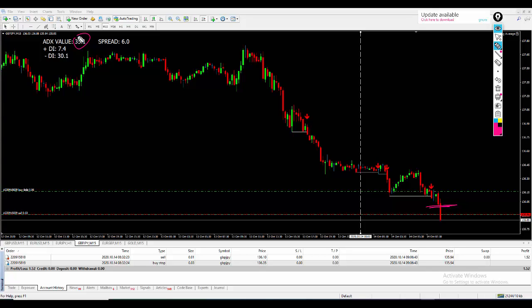ADX and this are still strong, what will I do? I'm going to re-enter the selling direction again. So that's what I'm waiting for now. So let us be patient and see what is going on.